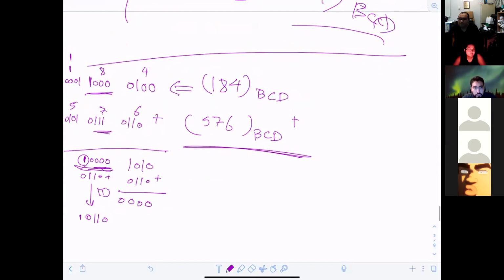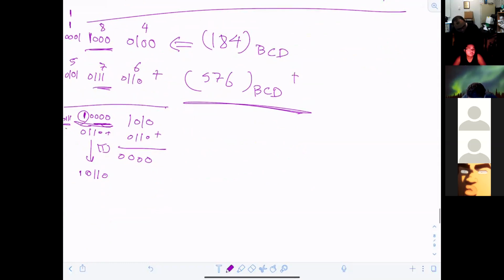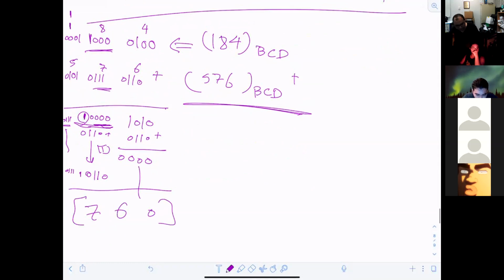So 1 plus 5 is 6, plus 1 is 7, right? So basically I have 7. It's 1, 1, 1, 0. Yes, 7 in the range. So I'm going to push here 1, 1, 1, 0. If I convert this number, this is 0, and this is 6, and this is 7. So end of the day, the BCD of 184 plus 576 is basically going to be 760 in BCD.